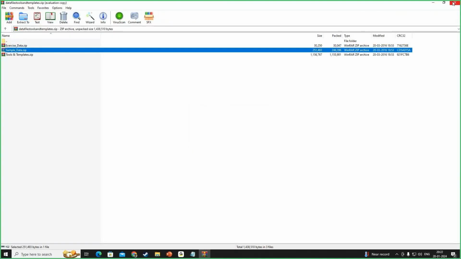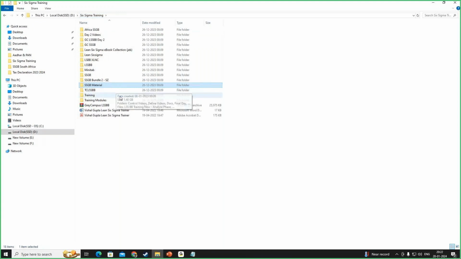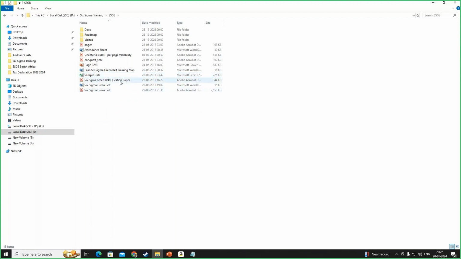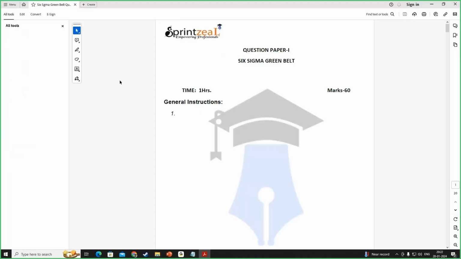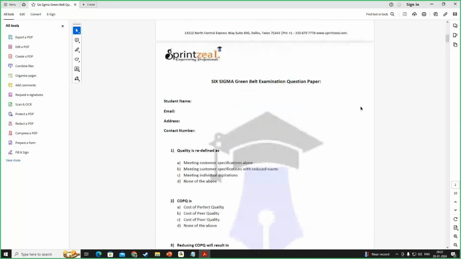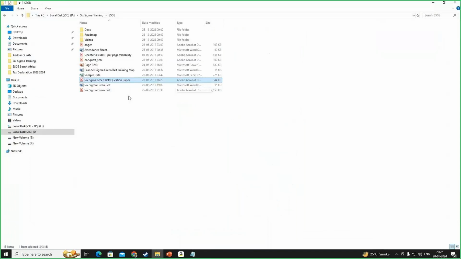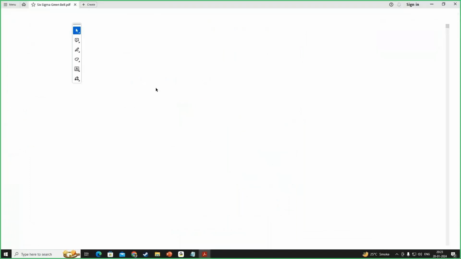Apart from that, I will also be sharing a few more things. There is a Six Sigma question paper. This is a sample question paper from some other institute. You can refer to that as well. I'll be sharing that.